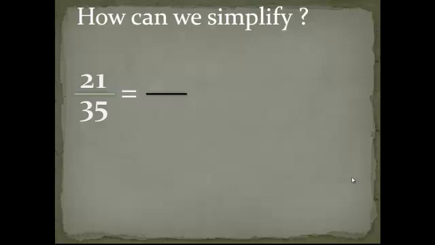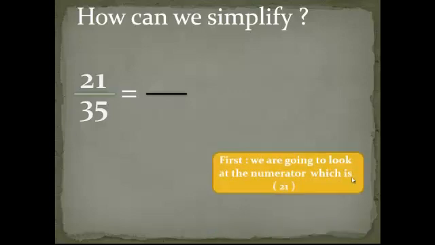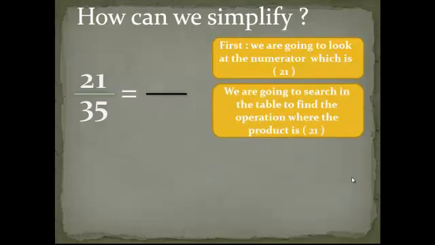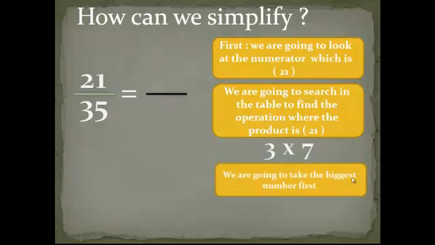If we have a fraction like 21 over 35, first we are going to look at the numerator, which is 21, and we are going to search in the table to find the operation where the product is 21. Who can tell me in the tables what is the equation that the answer is 21? Yeah, 3 times 7. 3 times 7 equals 21. Which number here is bigger, 3 or 7? 7 is bigger. Okay, we are going to search in table 7.